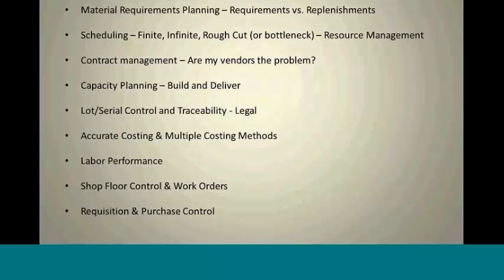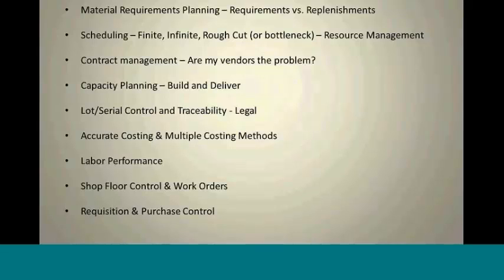So, the ability to say, can I build it and can I deliver it, is an important part of customer satisfaction and another benefit. A big area is lot and serial control and traceability. For people that have any kind of recalls or sell food products or deal with the FDA or the USDA, it's mandatory. And whether you do it in a computer system or manually, it's mandatory. And it's a lot easier to do it when you have a computer system that can look through your entire product structure, because that's what's really important.